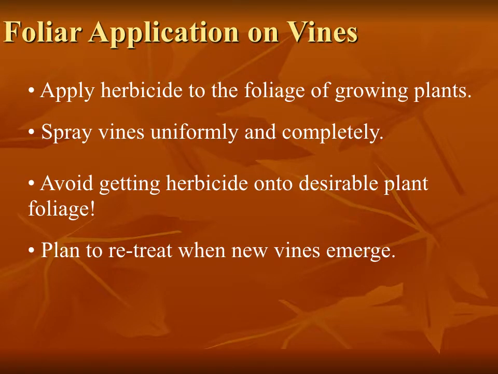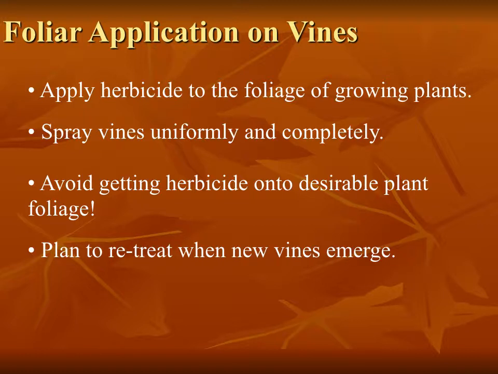Foliar application on vines: apply the herbicide to the foliage of actively growing plants. Notice I added the words actively growing. Sometimes some of these plants go kind of quasi-dormant in our winter months, or during periods of drought they may go dormant and not absorb it.